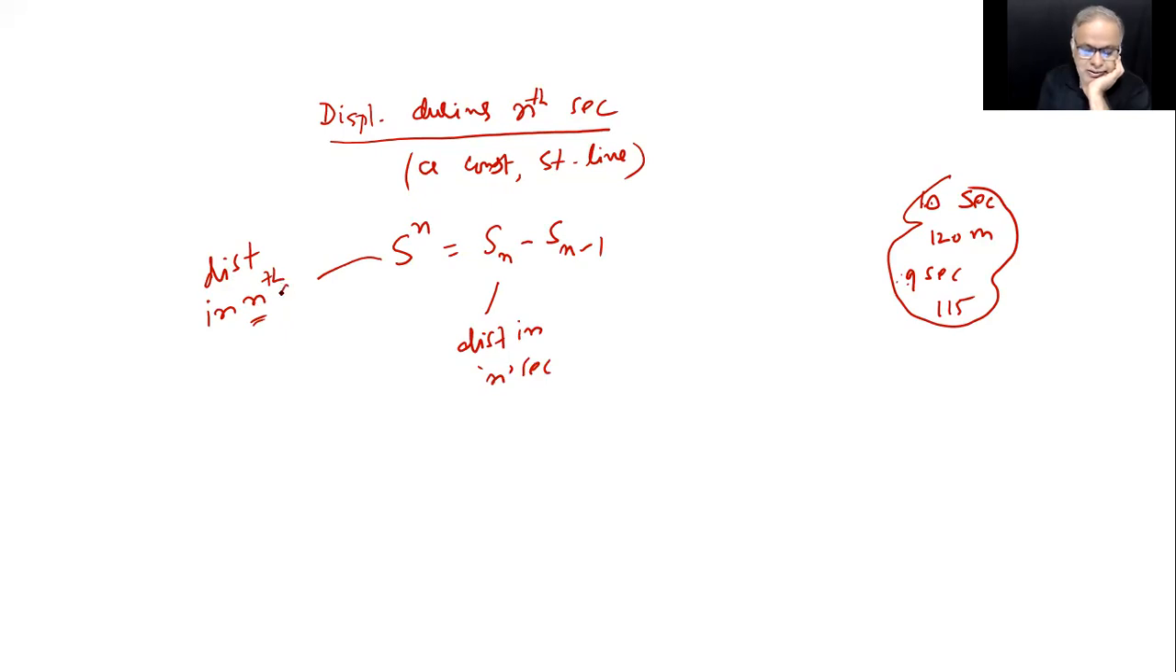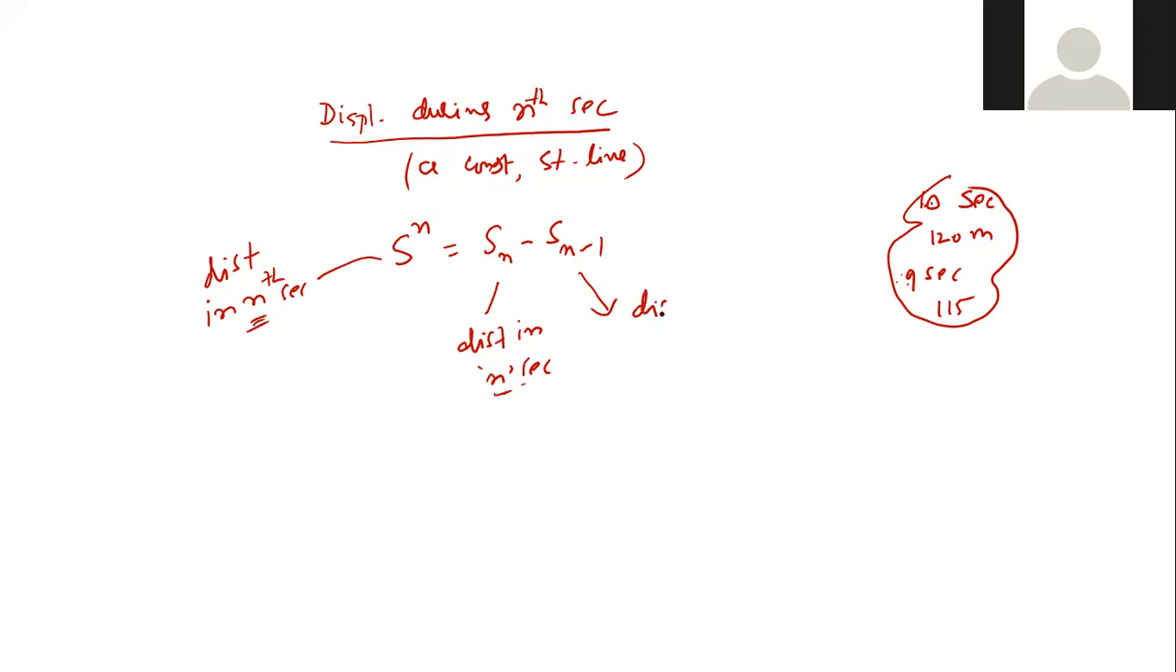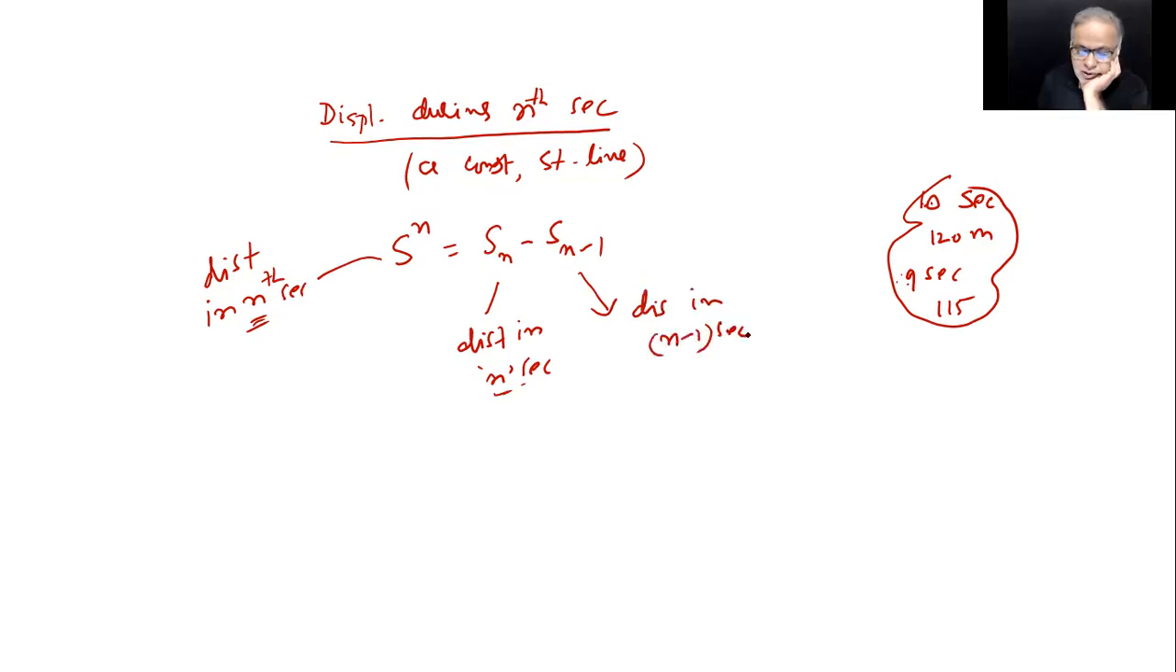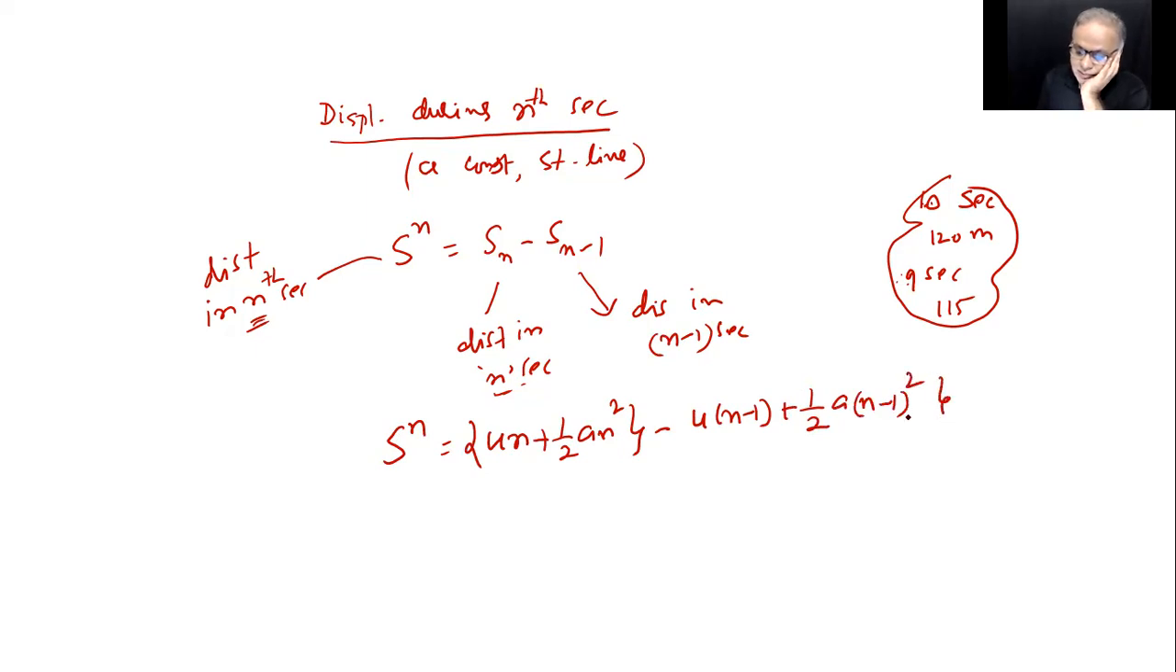You know the difference between n second and n seconds? This is distance in what? N minus 1 seconds. Do you understand this one? Yes. Right. So S nth equals S n, u n plus half a n squared. Do you agree? ut plus half a t squared, that's all. Minus u into n minus 1 plus half into a into n minus 1 whole square.